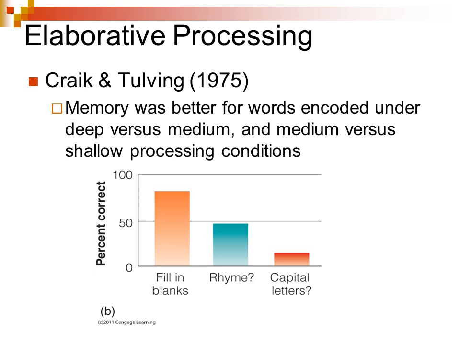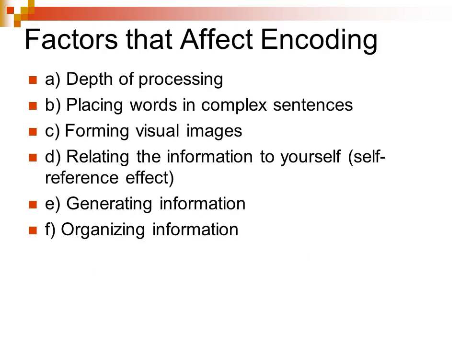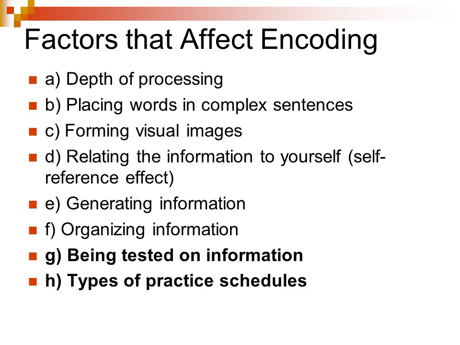So to summarize then, the type of encoding matters. Deeper encoding, where you focus on the meaning of the words, leads to better encoding into memory than other types of encoding. The textbook goes on to describe additional factors that affect encoding, so make sure you are familiar with these. What I'm going to focus on in the PowerPoint is these last 2 factors.